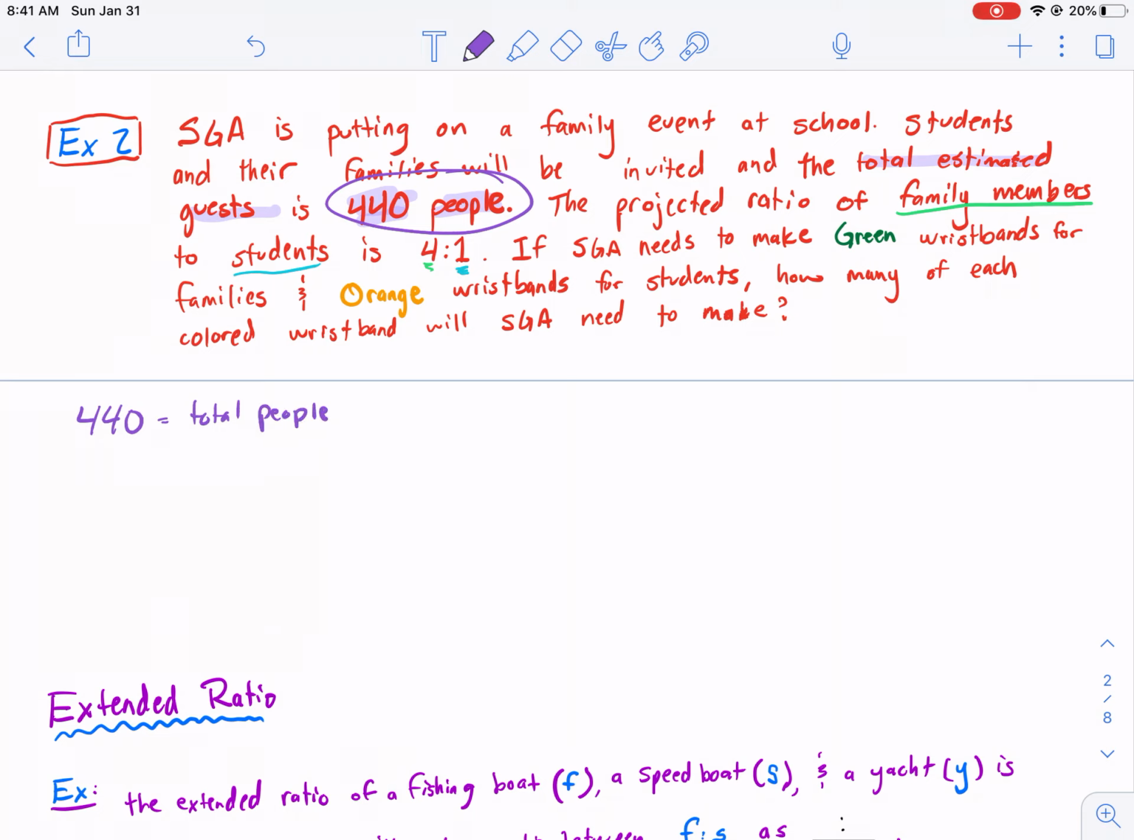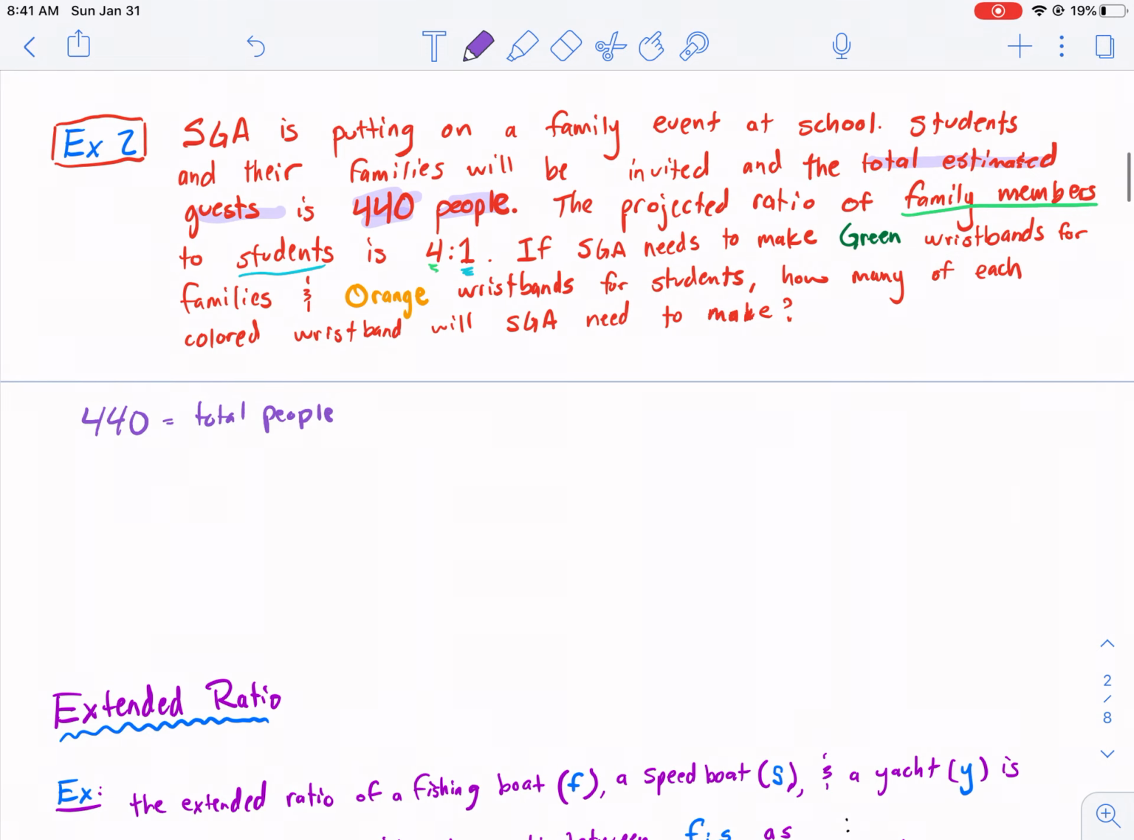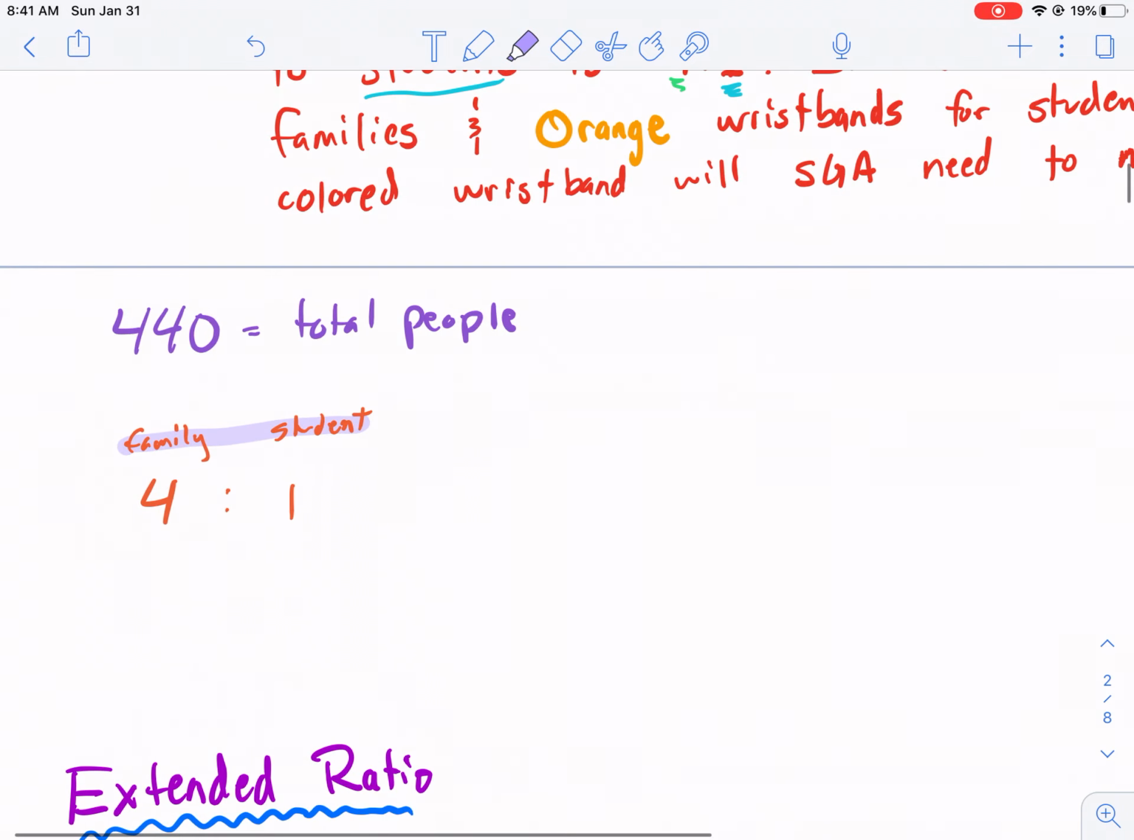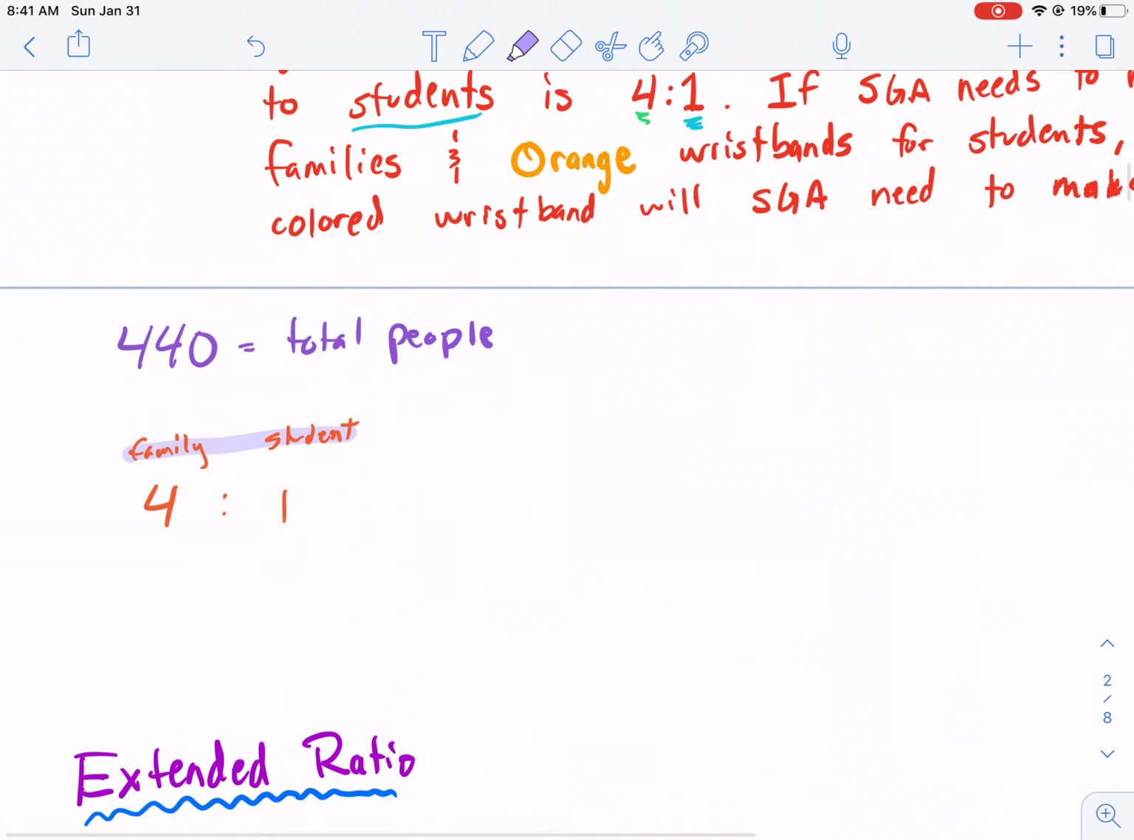Okay, now the ratio they give, let me erase this real fast. The ratio they give does not compare total people. What is the ratio? The ratio they give us is 4, this is family, to student. Okay, notice how total is not referenced in that ratio. So that's not a good thing for us at the moment. What we'll need to do is convert this ratio, or convert multiple ratios, to incorporate this total people, okay?